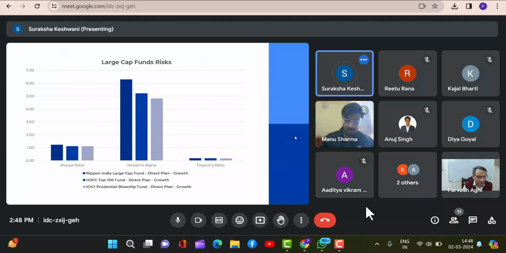So any fund which is getting the highest will qualify for our investment grade. Like you're saying, Nippon is giving you the highest return per unit of risk. Okay, fine. Go ahead, please. And similarly, if we can talk about the Treynor ratio as well.